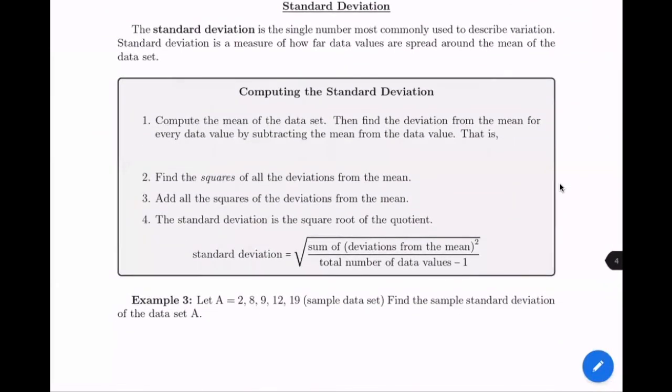Moving on to standard deviation. Standard deviation is the single number most commonly used to describe variation. Standard deviation is a measure of how far data values are spread out around the mean of the data set. In computing standard deviation, it's very important that we follow the steps exactly. Step number 1 says we are going to compute the mean.